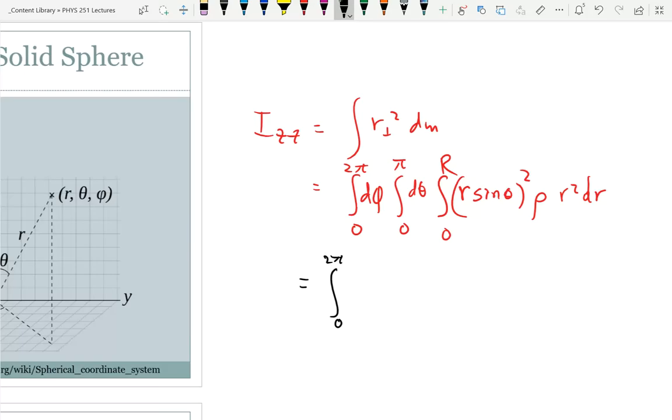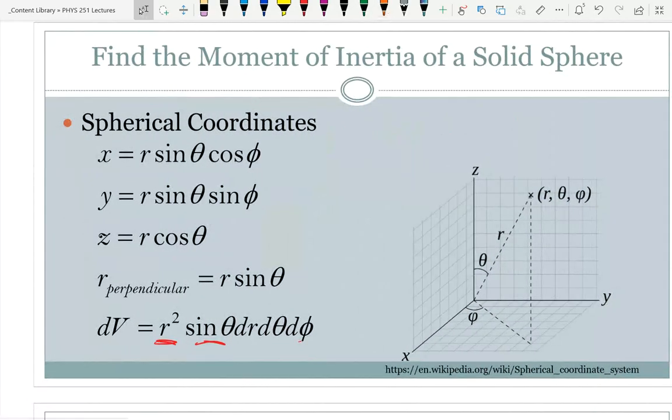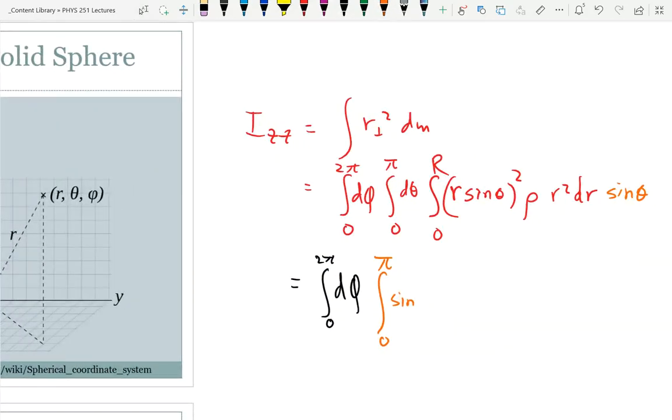So I can make this equal to the integral from 0 to 2 pi d phi, and then the integral from 0 to pi of sine squared theta. Oh, I forgot something. The dV, I forgot that in my practice as well and got a wrong answer. dV has sine theta in it, so it's sine cubed theta. And then we have r squared times r squared, which is r to the fourth.